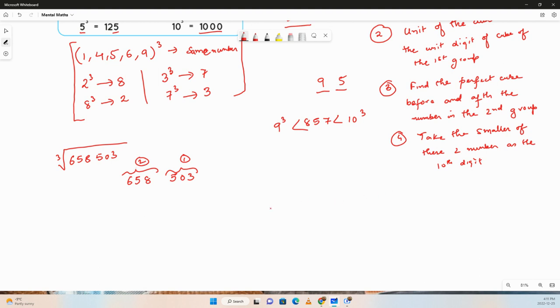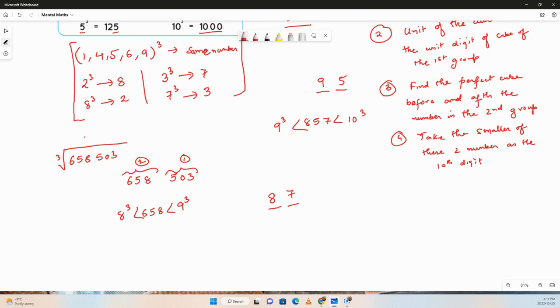How do we find the unit digit of the cube root? The last digit of the cube of 3, and as we know, 3 cube ends with 7. So the unit digit is 7. How do we find the tens digit? We need to find the perfect cubes before and after 658. 658 is between 8 cube and 9 cube, because 8 cube is 512 and 9 cube is 729. It lies in between, and we take the smaller number. So 87 is the answer.